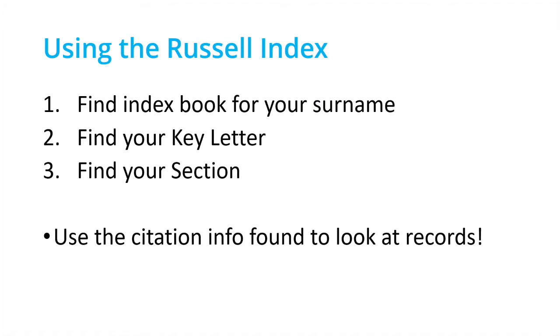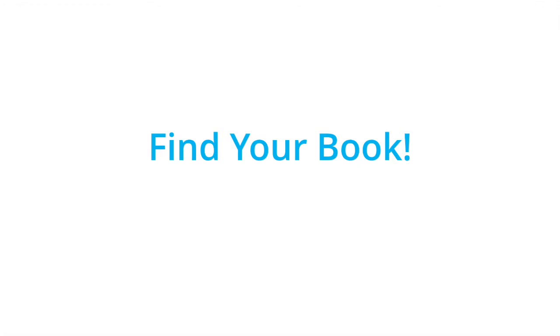Using the Russell Index is a three-step process. First, you find the index book appropriate for your surname. Then you identify the key letter in your surname. And then using the chart in the front of your book, you use that key letter to find the appropriate section. And when you thumb to that section in the book, you then get any citation information for the person you're researching. So step one, finding your book.